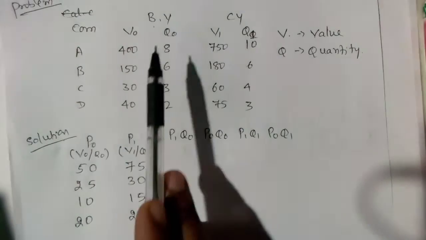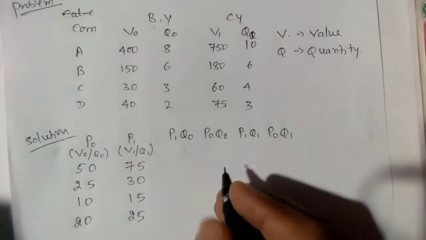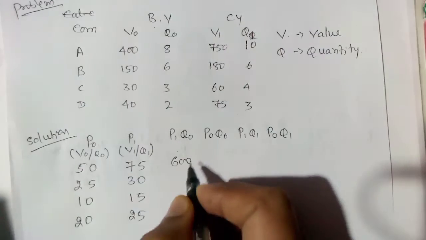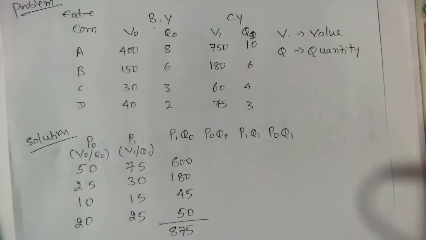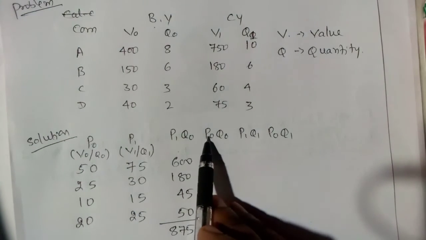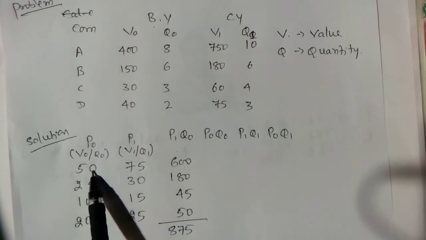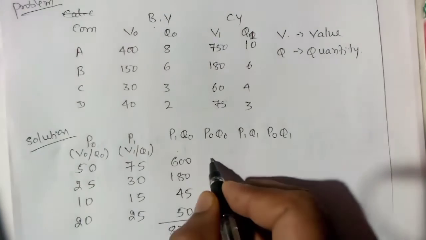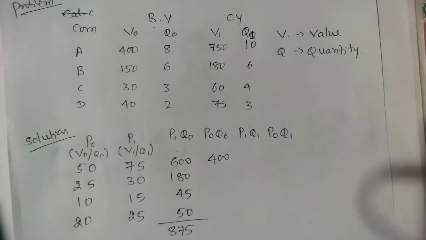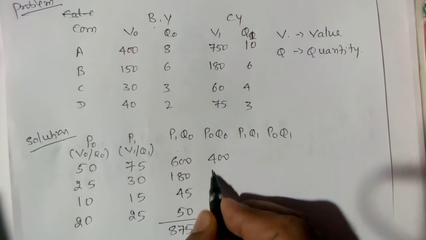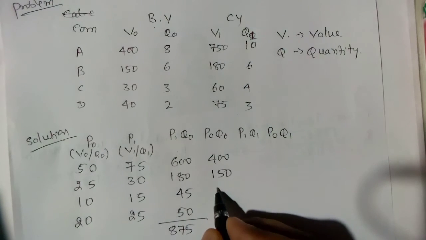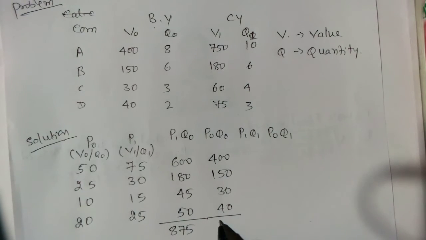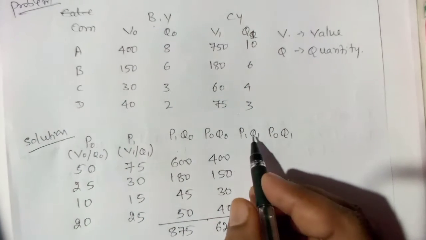75 into 8, we will get 600. So we need to do this. Next for p naught and q naught. P naught is here, 50 into 8, we will get 400. So we need to complete here 400, 150, next 30, 40. The total will become 620 for the p1 and q naught.